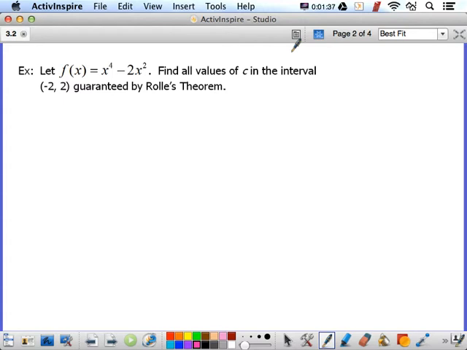So for our first example, we're going to let the function f of x equal x to the fourth minus 2x squared. And we want to find all values of c in the interval from -2 to +2 that are guaranteed to us by Rolle's theorem. So if we're going to use Rolle's theorem on the interval from -2 to 2, we first have to convince ourselves of three things.